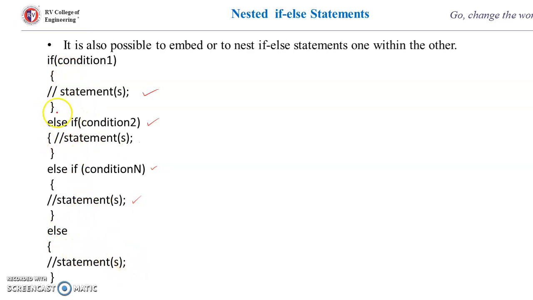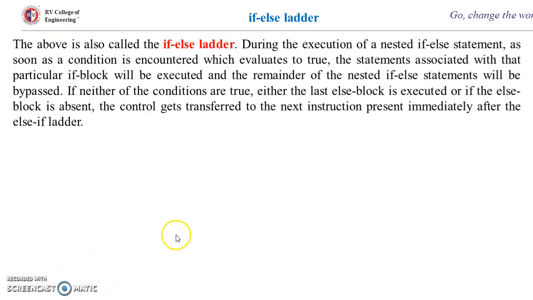So if we have more than one condition, this is the first condition, the second condition we write in else if, and then the third condition we write in another else if, and at the end we write else, and inside else we execute some statement. So this is a nested if else statement. And then the next category is the if else ladder.